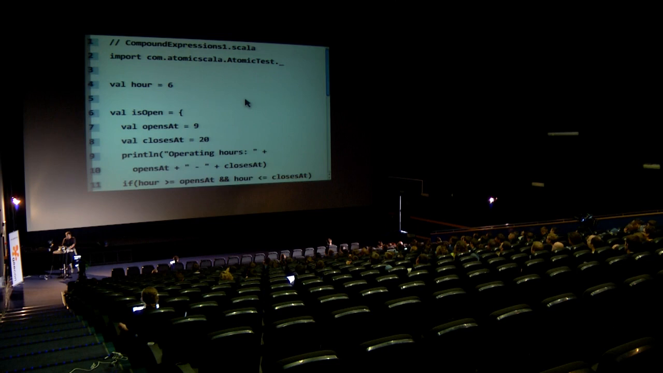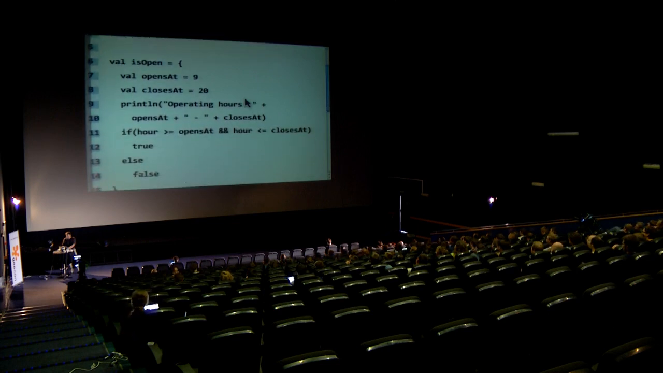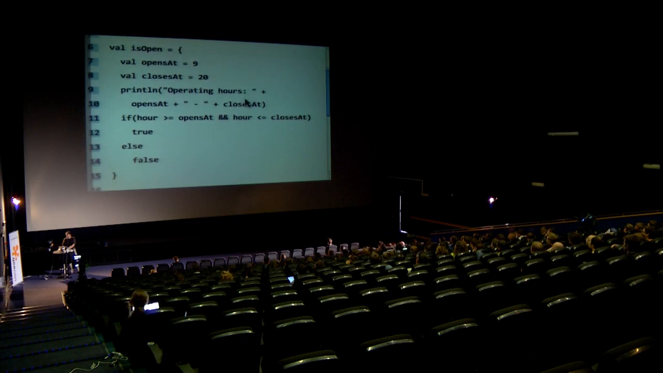Okay. So let's take a look at slightly more complex compound expressions, just to emphasize what a compound expression is. So I'm going to initialize a val using a whole bunch of stuff inside of curly braces. And notice that I define some other vals. I can do a print statement inside of this compound expression. It's just a collection of expressions. A compound expression is just a collection of other expressions. And at the end here, I've got an if expression which produces true or false. And since this is the last expression in my compound expression, the result of is open will be either true or false. And therefore, the type inference will figure out that this is a Boolean because it's going to get a true or a false at the end.